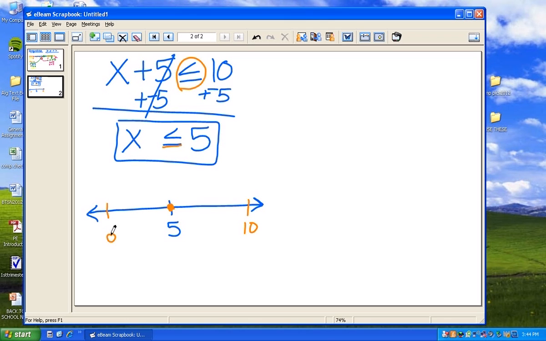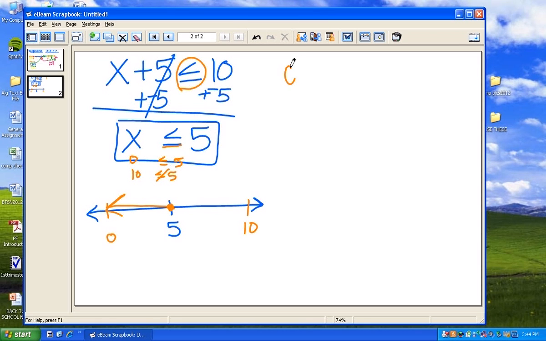Okay, and now check it. If I use 0, is 0 less than or equal to 5? Yes, it is. So I'm going to shade in that direction. Now I'm going to take a look and just check my 10 just in case. So I'm going to say, is 10 less than or equal to 5? No, it's not. So I'm not shading on that side. So this should be a correct picture.